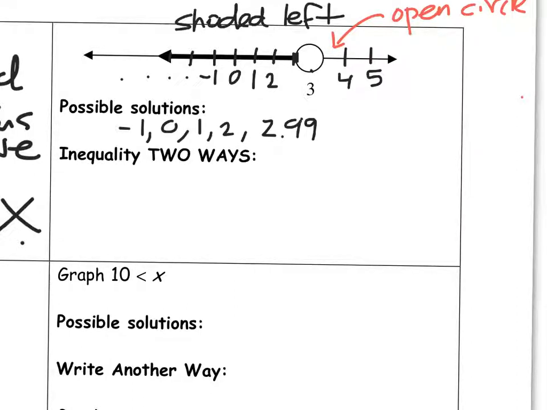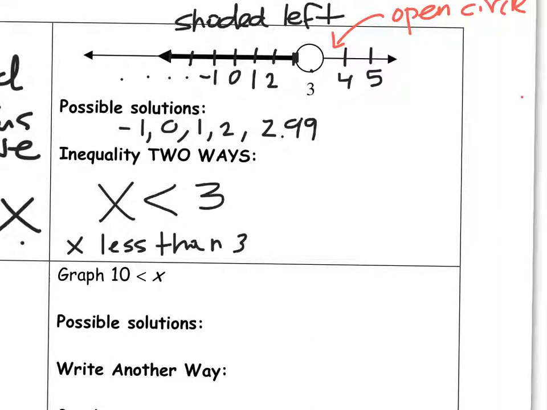Alright, so our inequality two ways would be, since we shaded everything to the left of 3, I'm going to put less than 3. And I'm not going to put an equal underneath here because of my open circle. I'm going to put an x. This means x is less than 3.